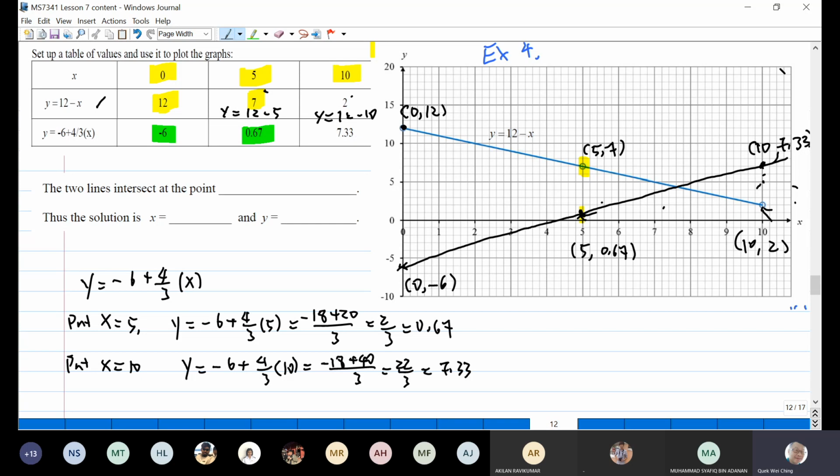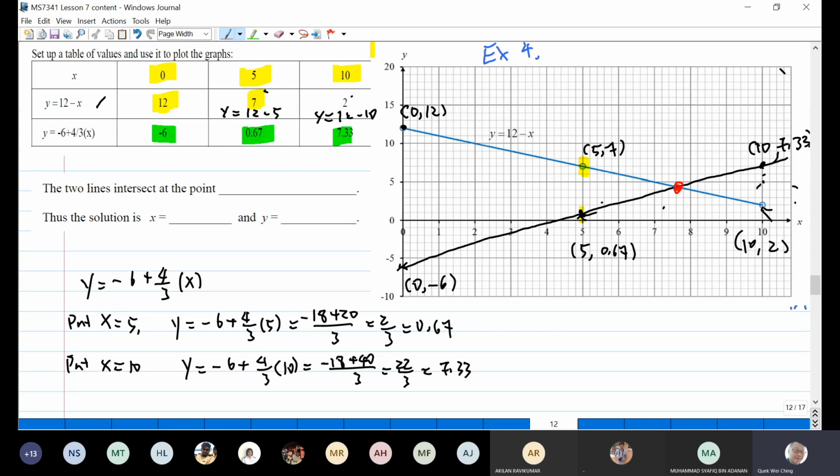Now I want to find the intersection. I've got all the three points. Just now, for each straight line, I used three points. Now, where do the two lines intersect? The two lines intersect means common point. Where is the common point now? Common point is somewhere here. So where is this point?